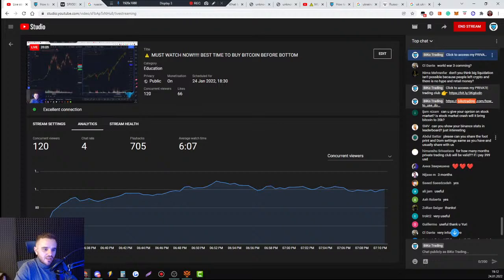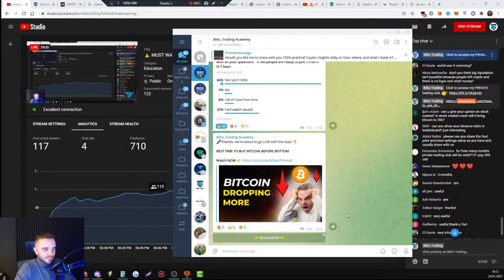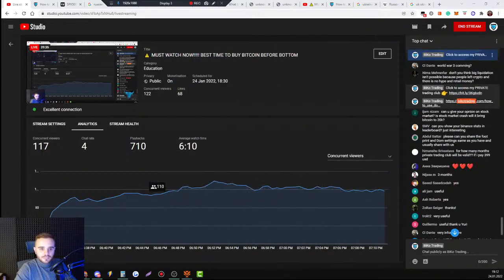Please, can you share the footprint and DOM settings same as you have and usually share with us? I do share it with our community members, and if more than 50% write to me, share footprint data, share footprint template. If 50 people write right now about that, I will publish it into our public Telegram channel.